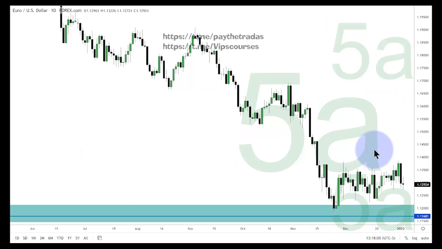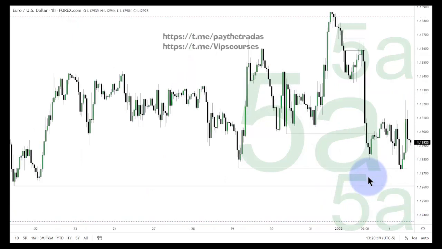Euro dollar daily chart, again consolidation. I mentioned the sell side liquidity pool resting below here. That was tagged yesterday. Consolidated and rallied once more into this imbalance. Next pool of liquidity is here, and then the old dealing range low.